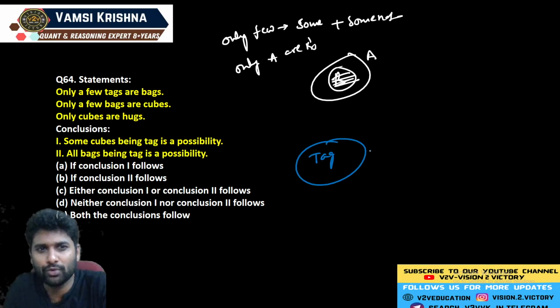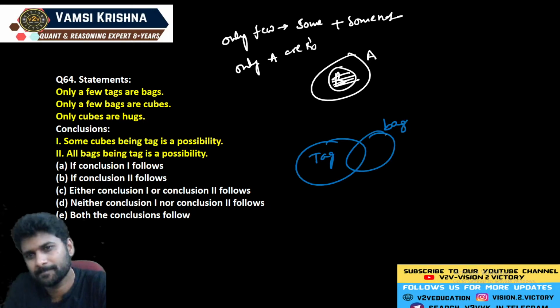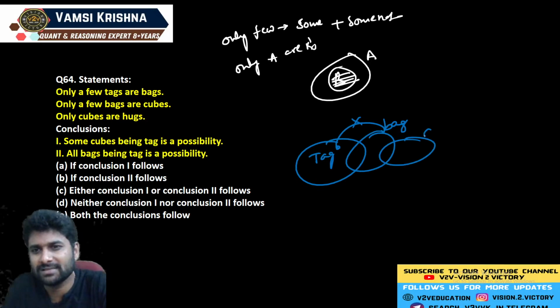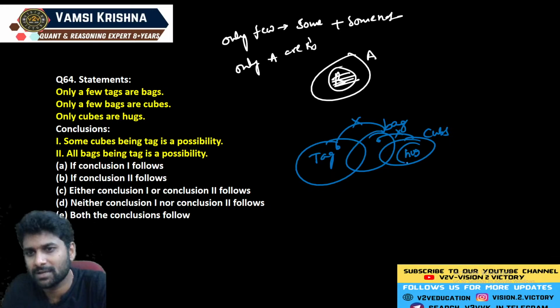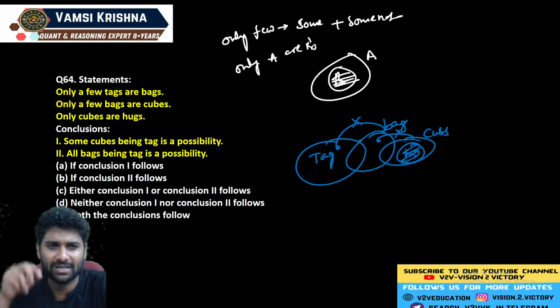See, only few tags are bags, means few tags are not bags. Only few bags are cups, means few bags are not cups. Only cups are hugs, means all hugs belong to cups only. You can't place any hug into any other parameters. Hugs belong to cups only.